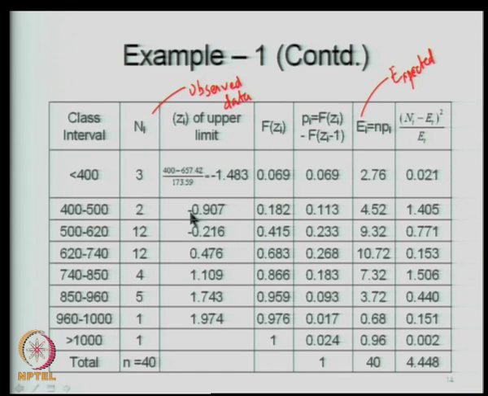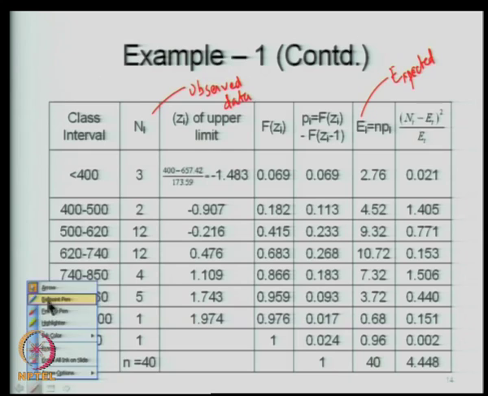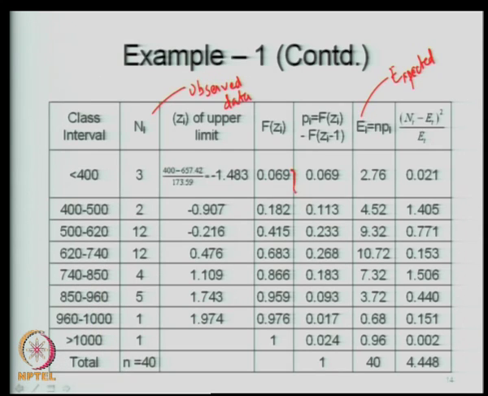How do we get this? First you get the z value corresponding to the higher limit of this class interval, 500, and that is minus 0.907. Associated with minus 0.907 you get F of z i, which is 0.182, then F of z i minus F of z i minus 1. So, 0.182 minus 0.069, that is what you will get as 0.113. So, you use the previous two values and then you get 0.113.